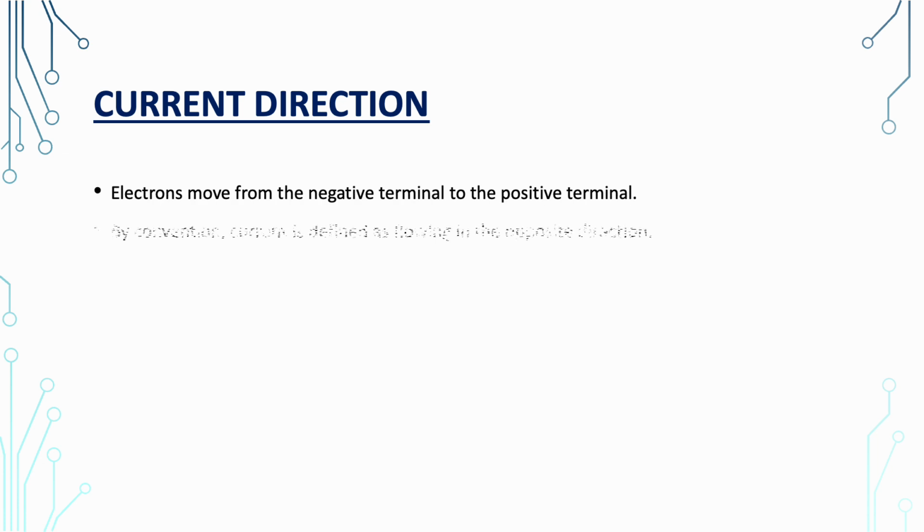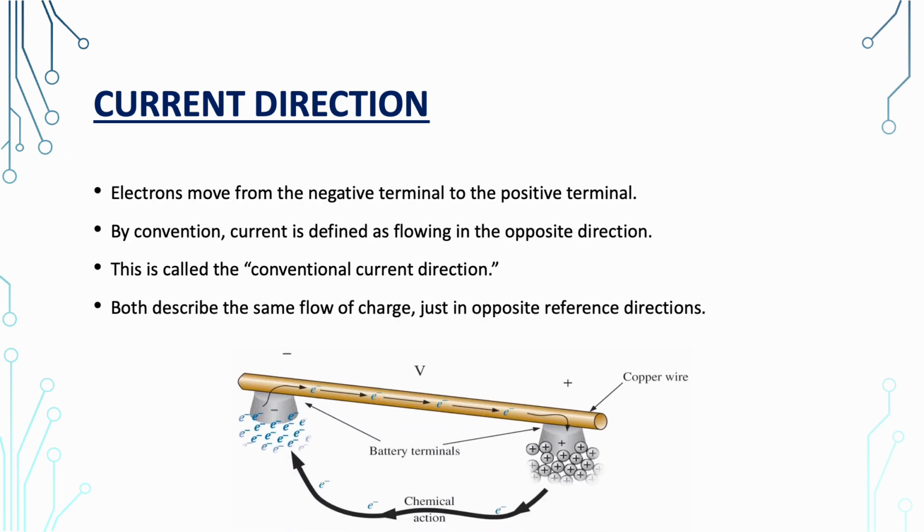The electrons themselves move from the negative terminal towards the positive terminal. However, by convention, engineers define current as flowing in the opposite direction, from positive to negative. This is called the conventional current direction. Both describe the same flow of charge, they're just two ways of viewing it.